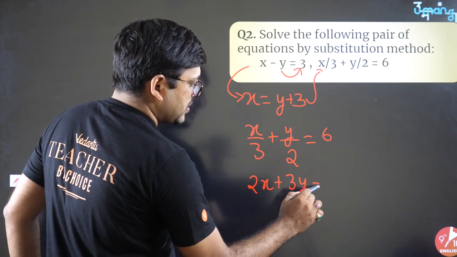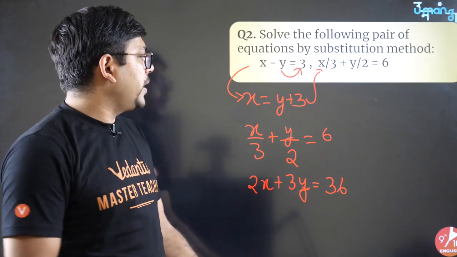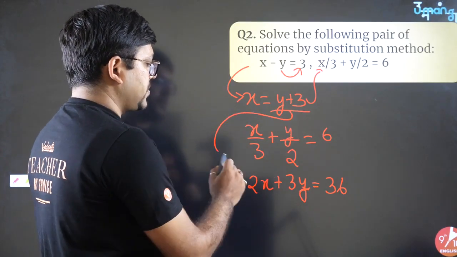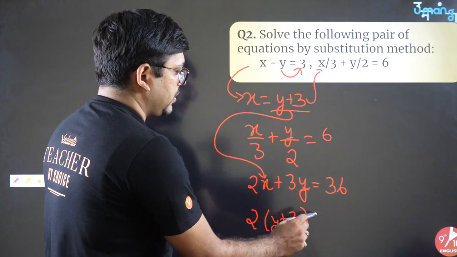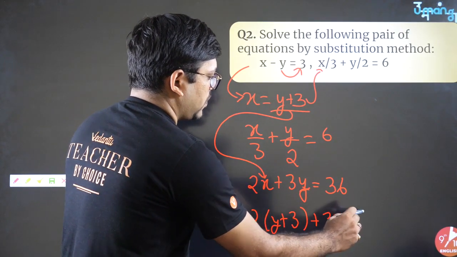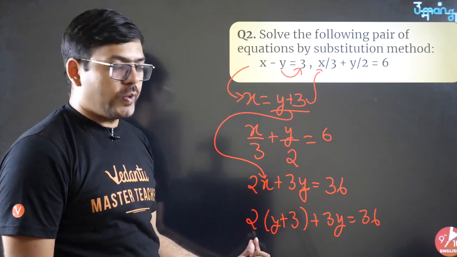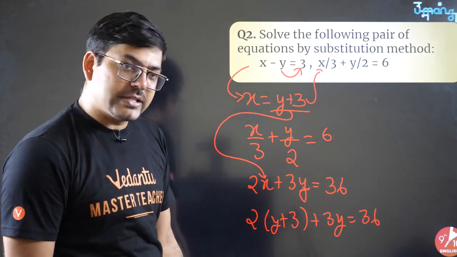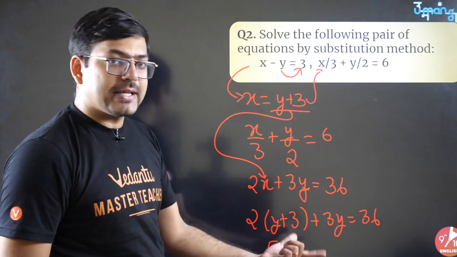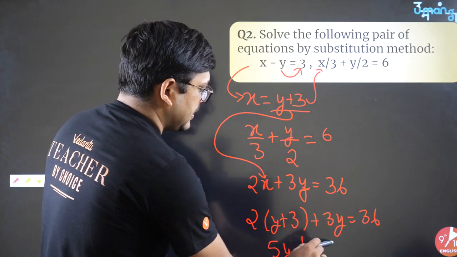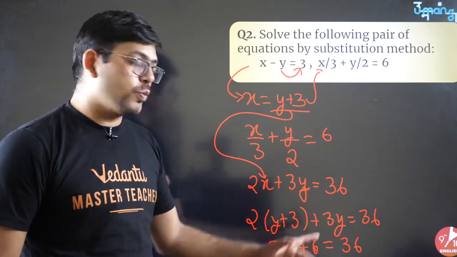And let's write it here: is equals to 6 6s are 36. Fine. This is my second equation. Now I can very easily put the value of x, which is y plus 3, here. So let's put it: 2 into y plus 3 and then plus 3y equals to 36. Fine. 2 into y, that is 2y plus 3y. So 2y plus 3y is 5y. Okay. And then 2 3s are 6. So that is 6 equals to 36. So 5y plus 6 is equals to 36.